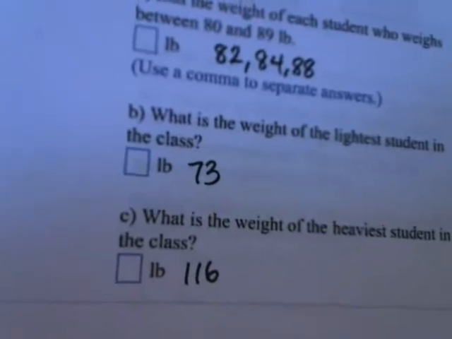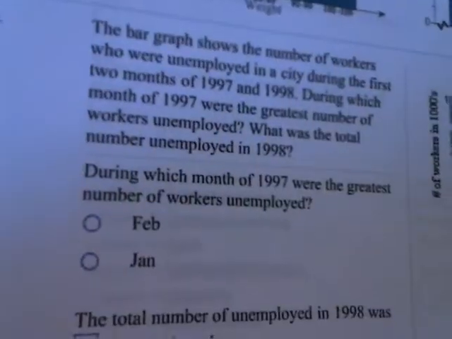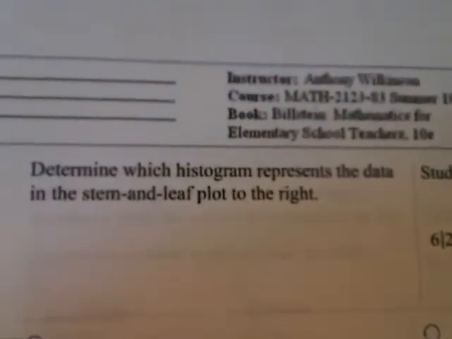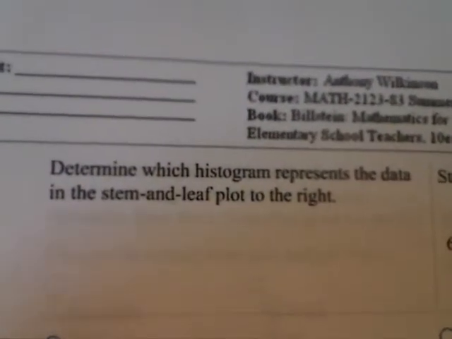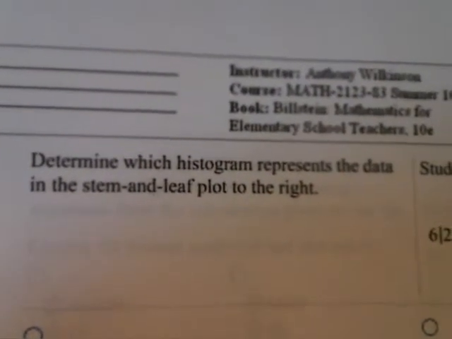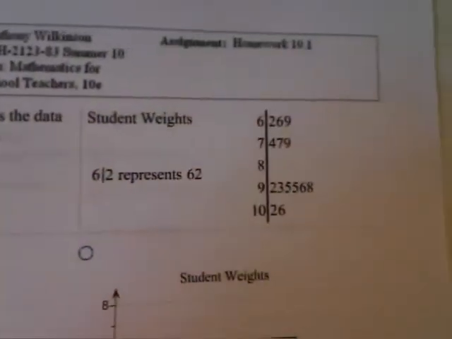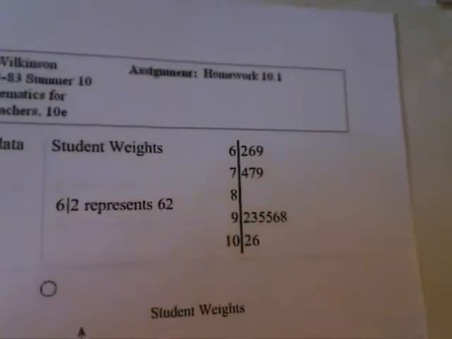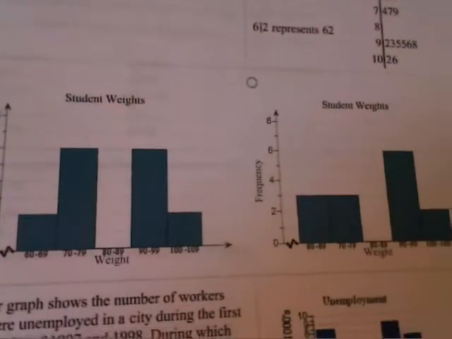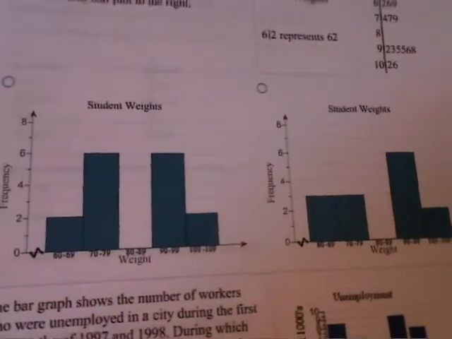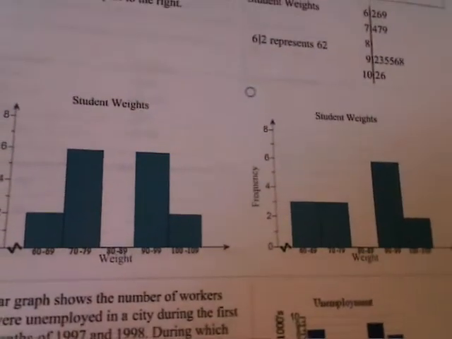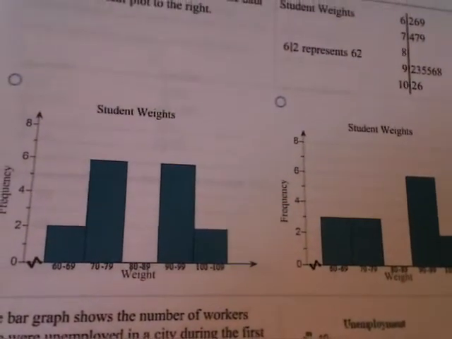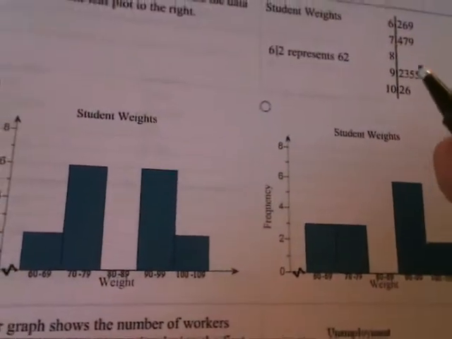All right, let's take a look at some more problems. In this case, we want to determine which histogram represents the data in the stem and leaf plot at the right. And here's the stem and leaf plot that we're looking at. And then we're given these 2 histograms, and we want to look at them to determine which one represents this stem and leaf plot.